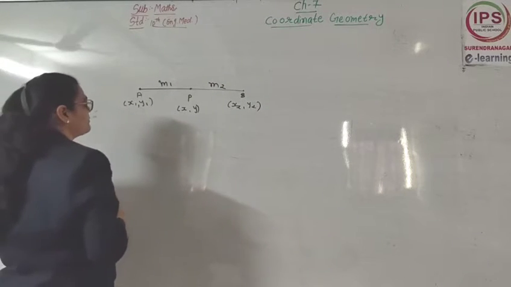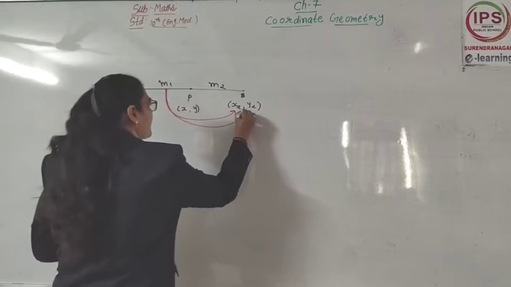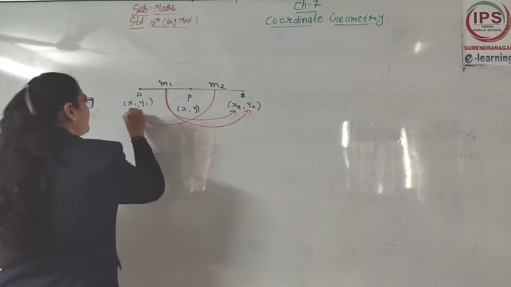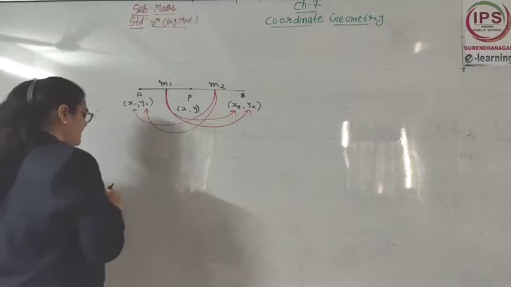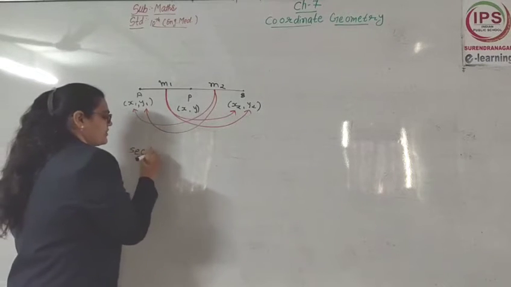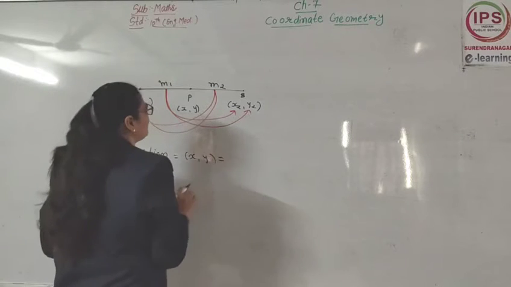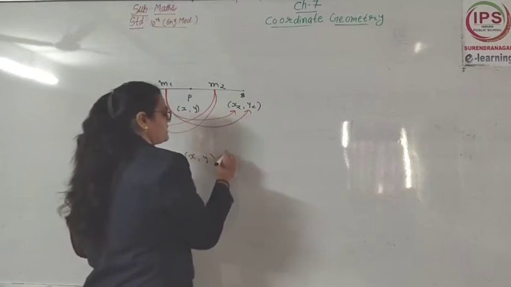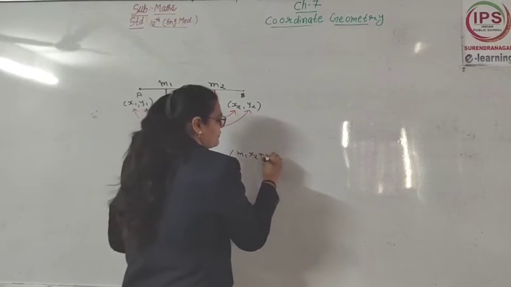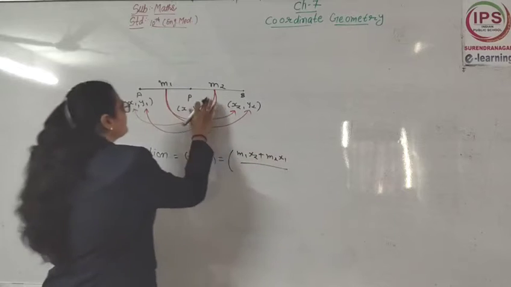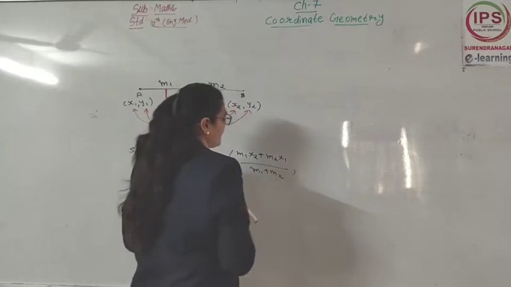So here what we have to do? We have to multiply m1 with x2 and y2, and we have to multiply m2 with x1 and y1. Now we write the section formula: (x, y) is equal to, in bracket, m1 x2 plus m2 x1 upon m1 plus m2, comma.